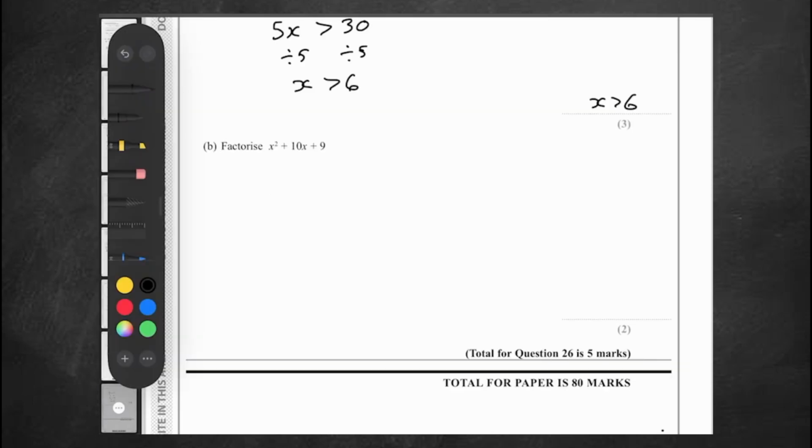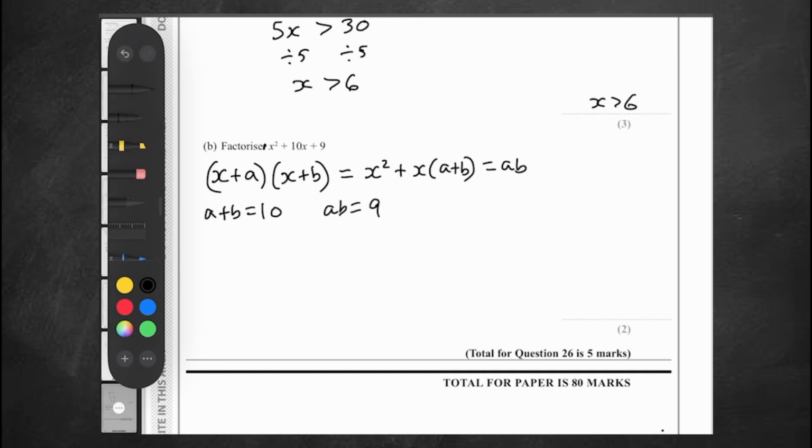And lastly, part B, factorize x squared plus 10x plus 9. Since we've just got a 1 in front of this x squared, we don't need to worry about factorizing out any numbers in front of the x's. In terms of format, we need to get it into the format of x plus a multiplied by x plus b. So if I multiply this out, it's x squared plus x times a plus b, plus ab. So for us, a plus b equals 10 and ab equals 9.